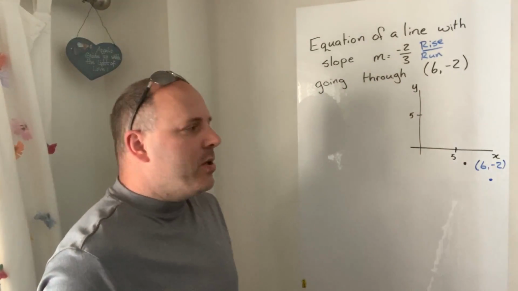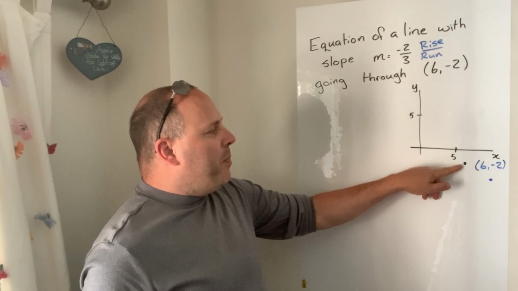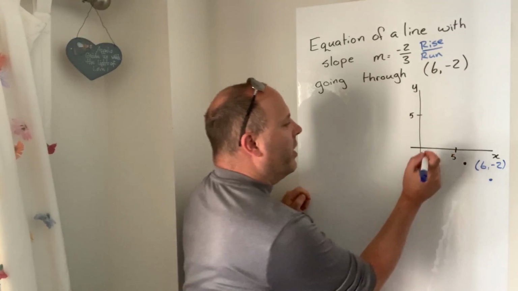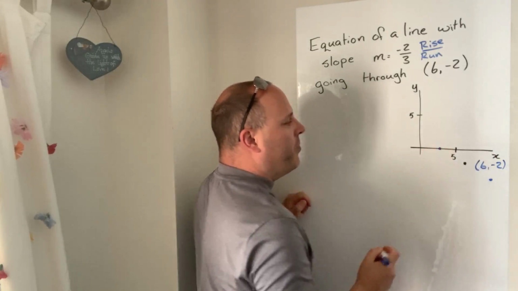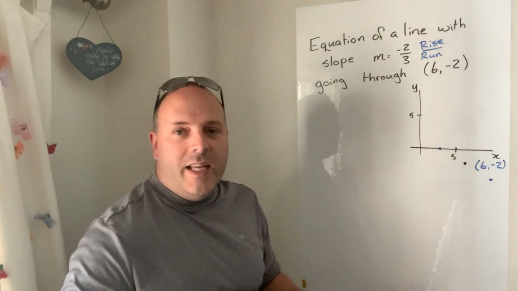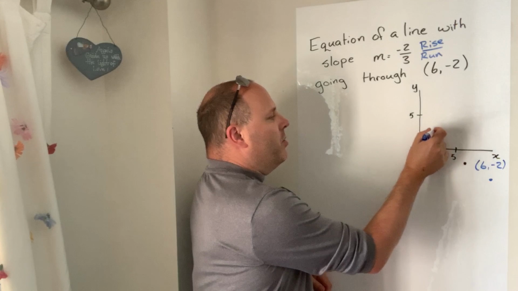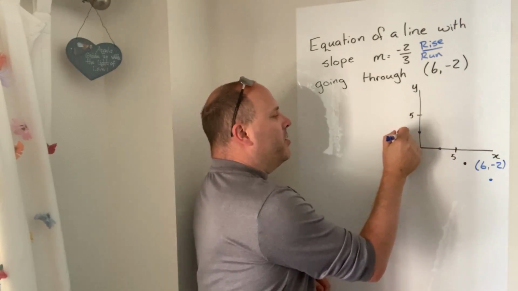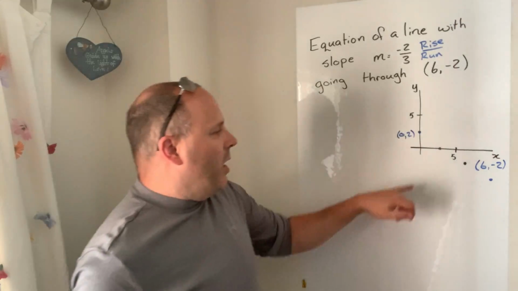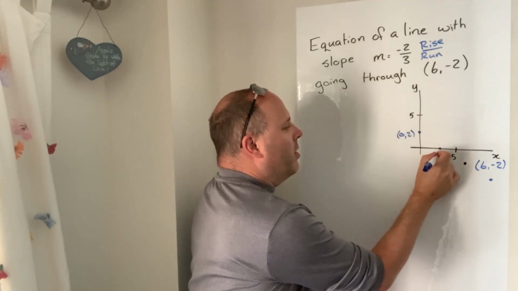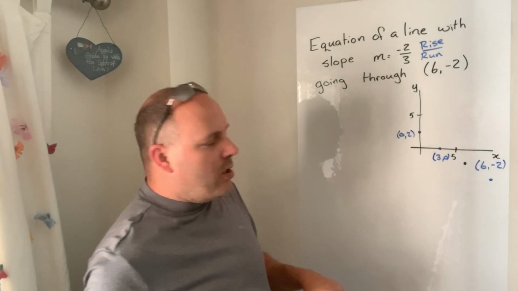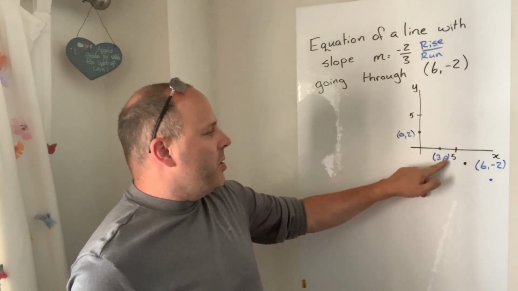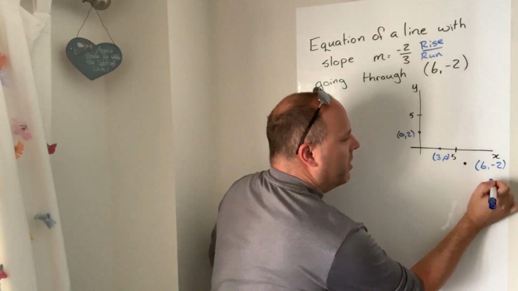Or I can work backwards. I could go up 2 and backwards 3. That would land me right about there, right? And if I did it again, I go up 2 and backwards 3. I'm going to land right about there at (0, 2). This point would be (3, 0). Notice every time I go down 2 on the y-axis, from 2 to 0 to -2, and this one would be -4.